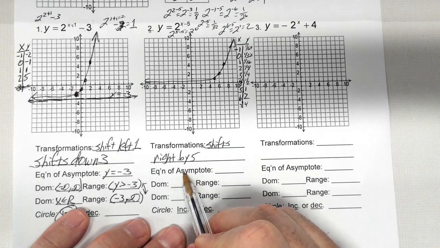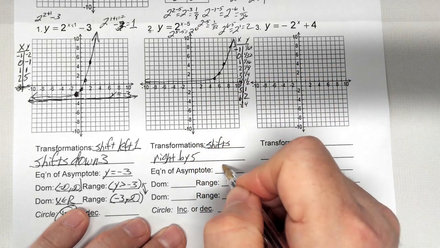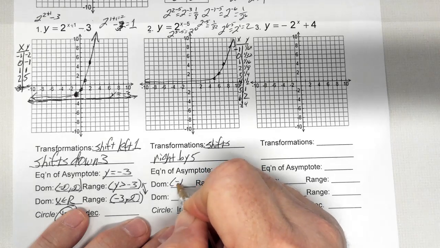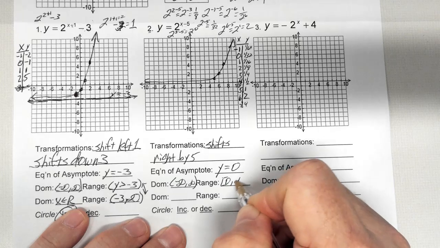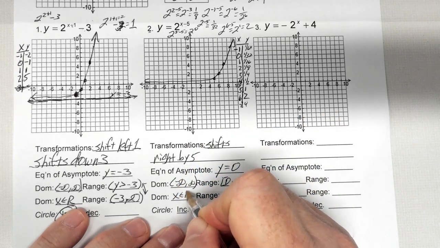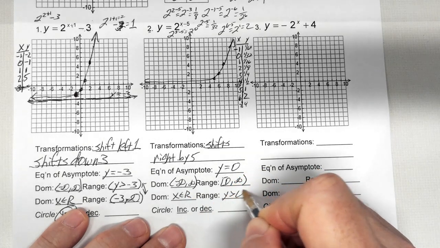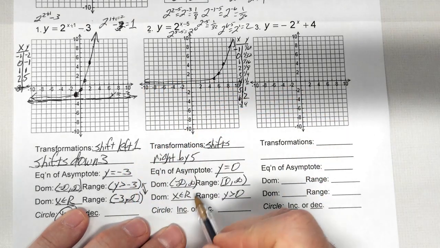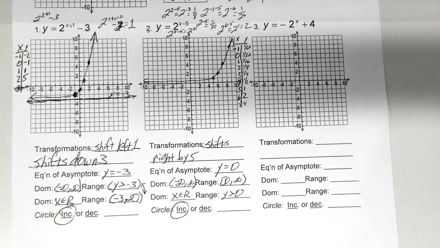So the equation for the asymptote, there's no big number on the outside here, so it's just going to be y equals 0. And then the domain is -infinity to infinity, and the range is just going to be 0 to infinity. The domain would be x is in the set of all reals. Range, it is going to be y is greater than 0. And so remember, y equals 0 is my asymptote. And notice this is increasing.